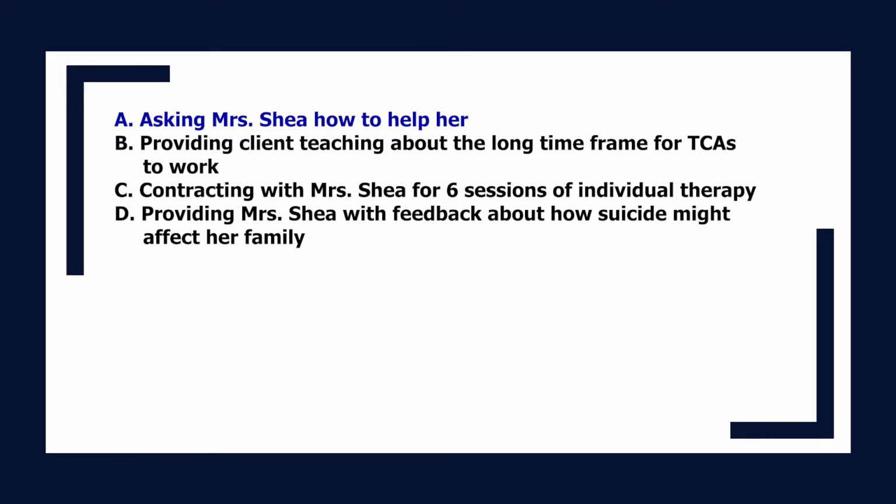A. Asking Mrs. Shea how to help her. B. Providing client teaching about the long time frame for TCAs to work. C. Contracting with Mrs. Shea for 6 sessions of individual therapy. D. Providing Mrs. Shea with feedback about how suicide might affect her family.